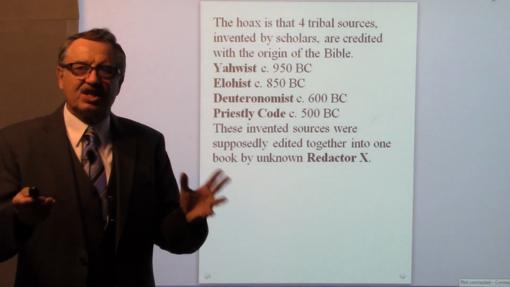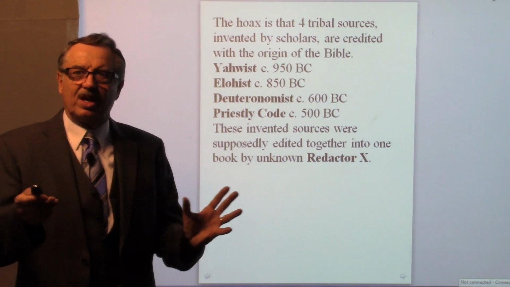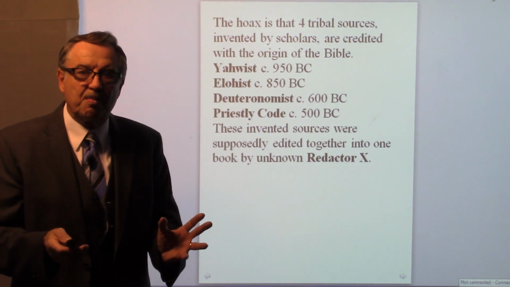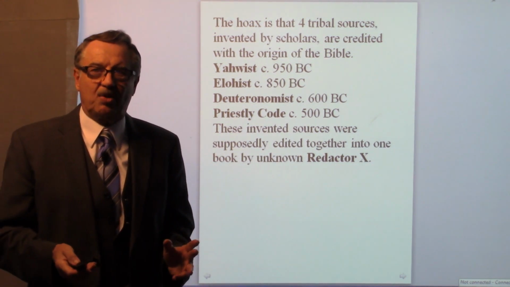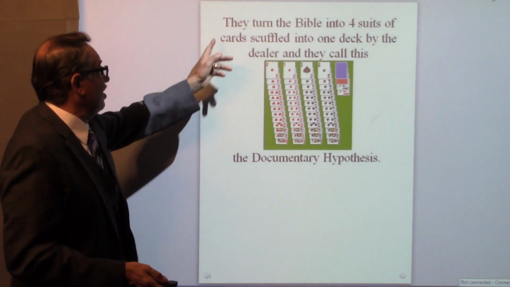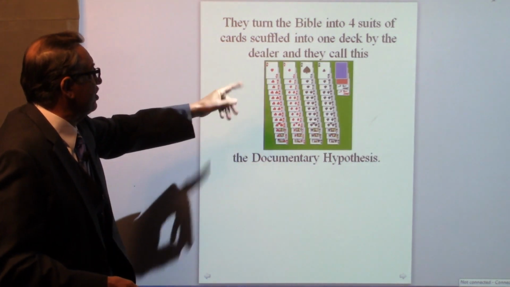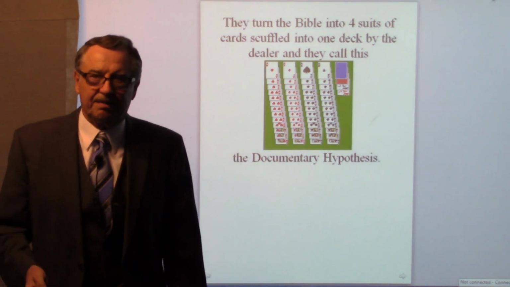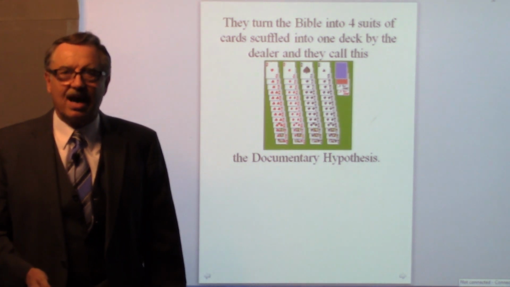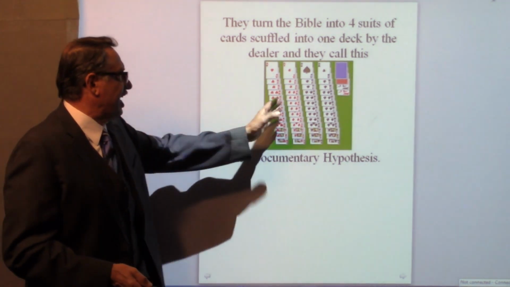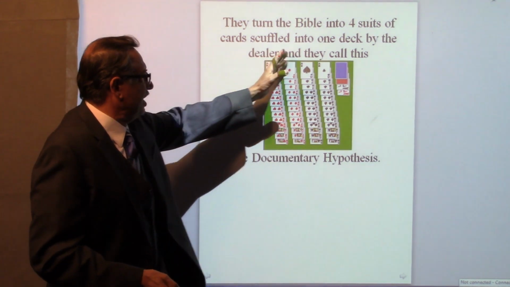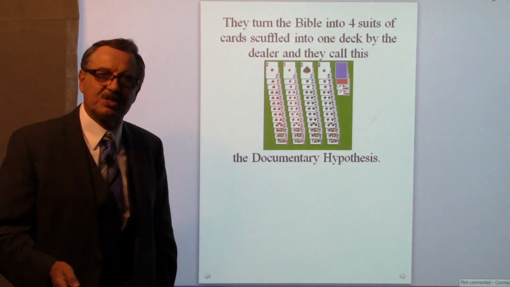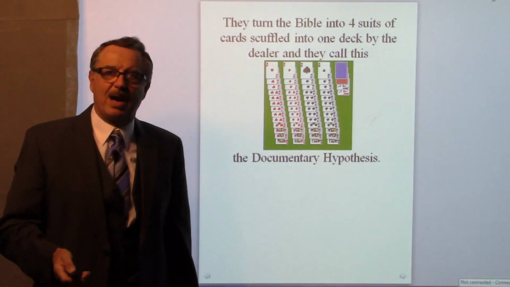It's claimed that these 4 different groups all had 4 different documents that were all then collated, put together by an unknown redactor. We'll call him Redactor X. So they turned the Bible into 4 suits of cards shuffled into one deck by a dealer, or we could say by the redactor. And they call this the documentary hypothesis. So if you got JEPD, we'll just take all these cards, shuffle them in one deck, arrange them, and then the redactor is the one who says, look what I came up with, 5 books of the Bible, I put them all together.